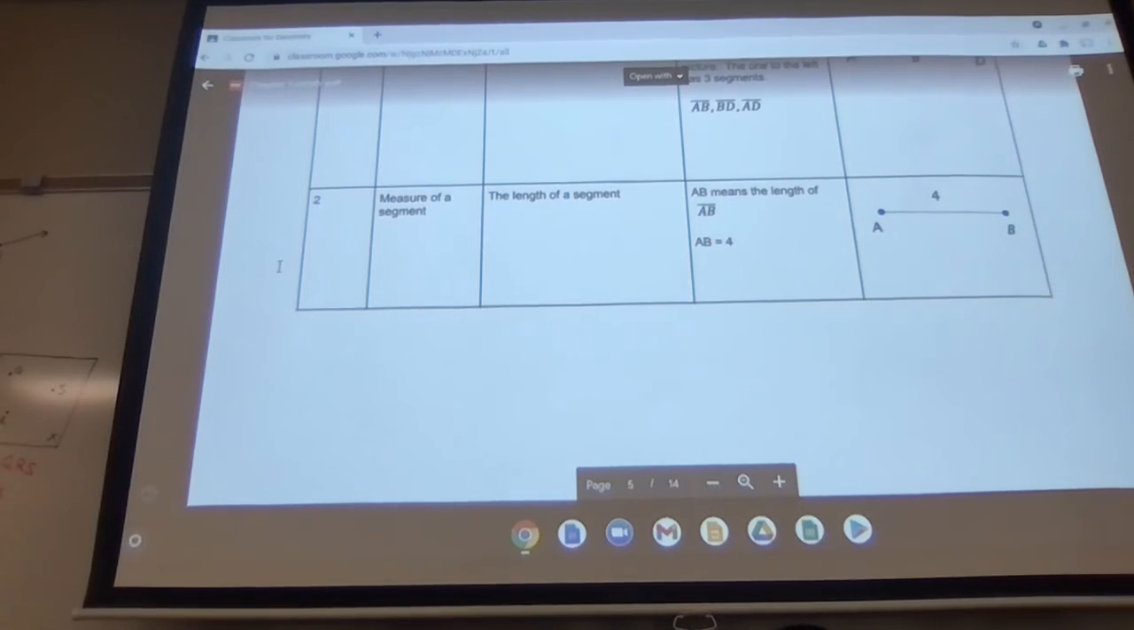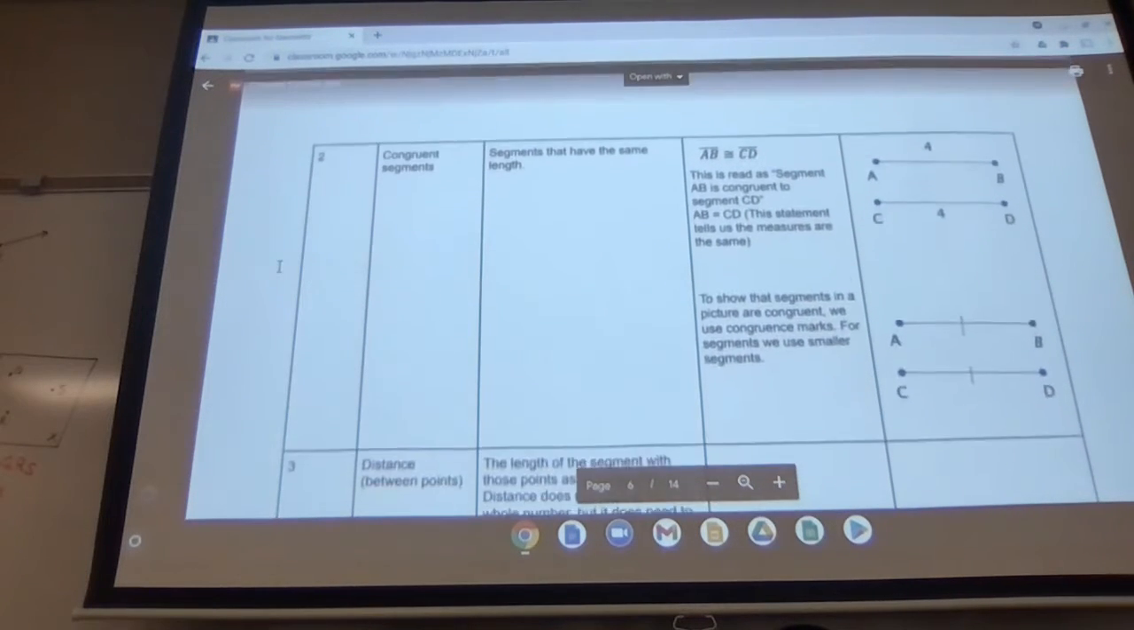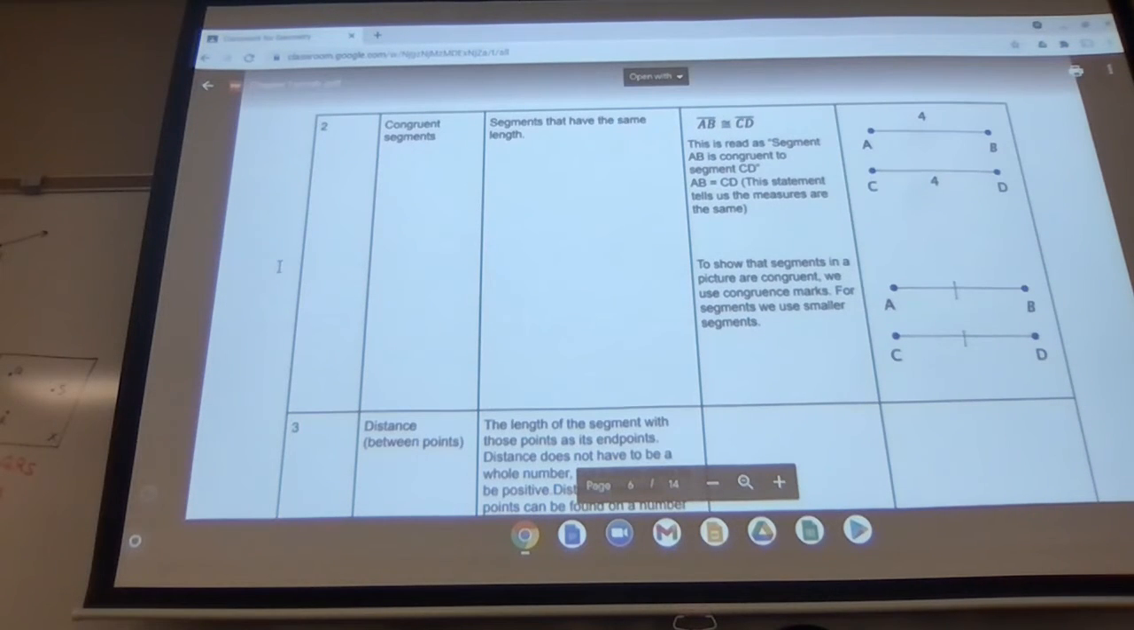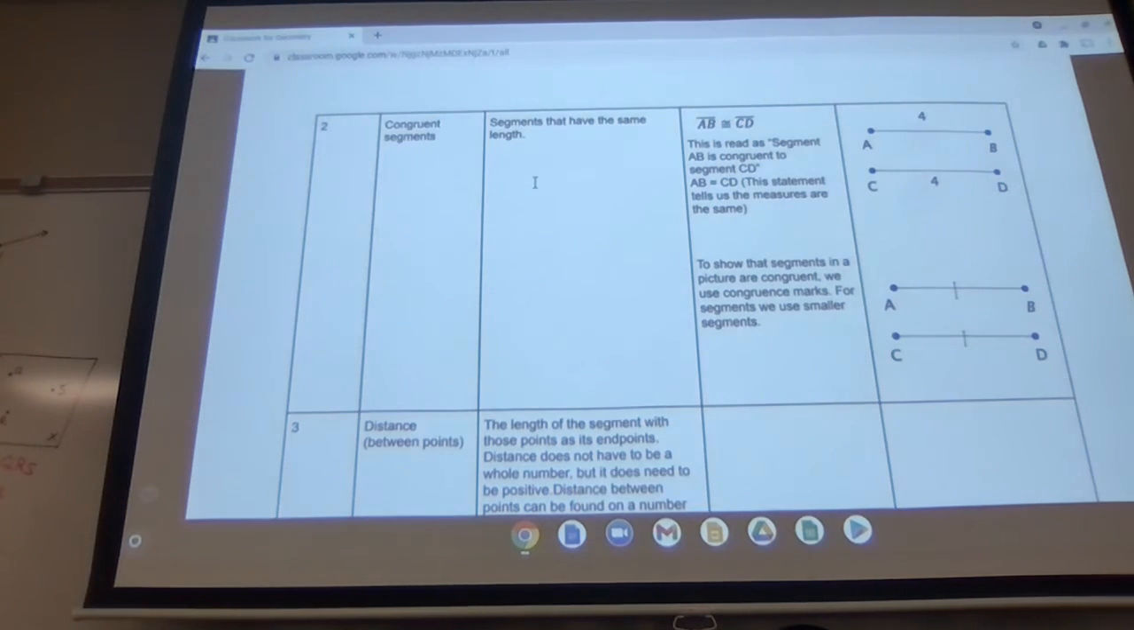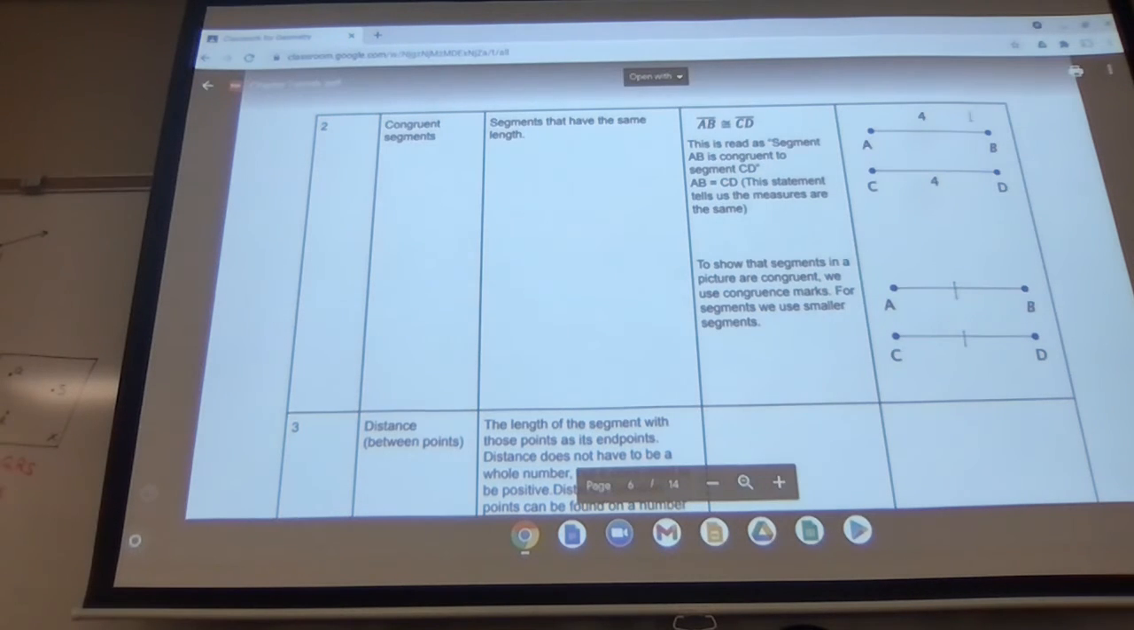And we've got our last one today. Congruent segments. We're going to do a lot with congruent segments this year. Congruent segments, first of all, definition, they're segments that have the same length. So if you've got 2 segments that are both the same exact length, that's going to make them congruent to each other. In our picture right here, you've got segment AB and segment CD. They both have a length of 4. That means they're congruent to each other.